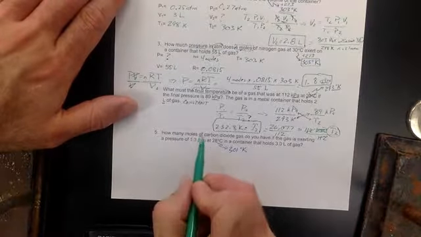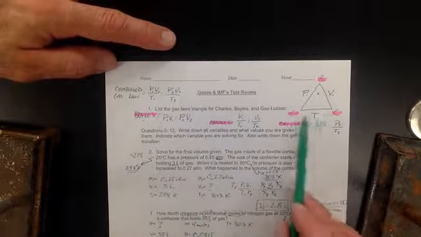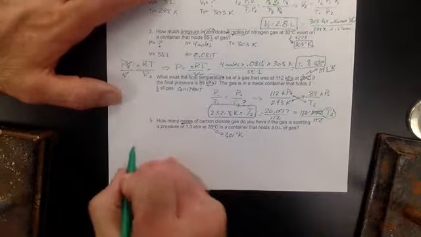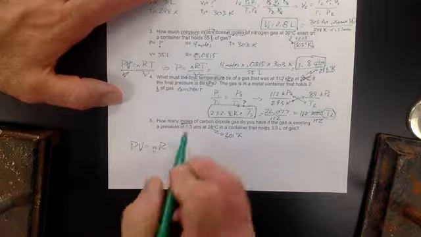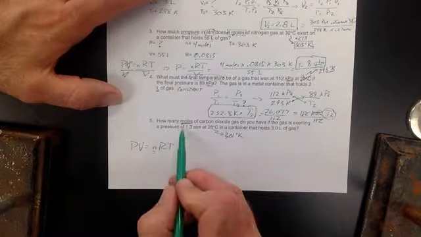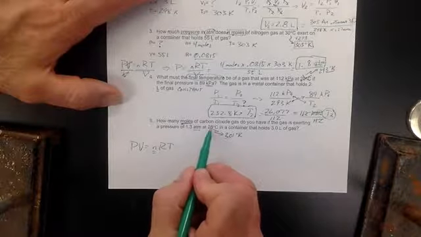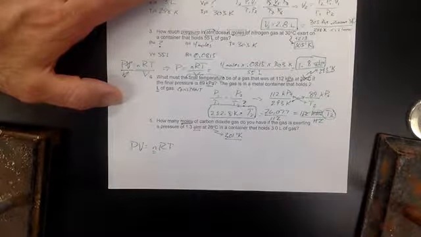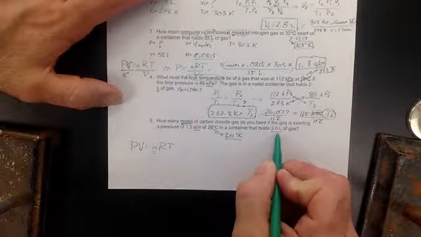Number 5, how many moles of carbon? So I'm looking for moles. Right now, I know in my head, looking back at my equations, the only equation that has moles is good old PV equals nRT. So I know, all right, I'm solving for n. How many moles of carbon dioxide gas do you have? The gas is at a pressure, so my pressure is going to be 1.3 atmospheres. Temperature, 28 degrees Celsius. We'll fix that to 301 Kelvin. In a container that holds a volume of 3 liters.